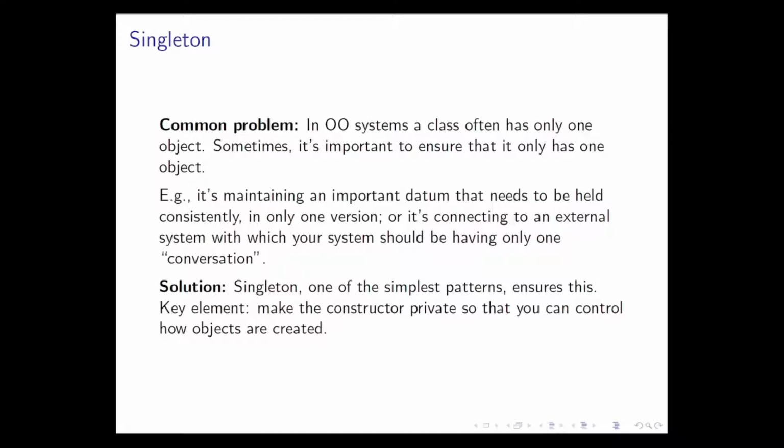So Singleton is the pattern that ensures this, and a key element of the pattern is that we make the constructor private, and that allows us to control how objects are created. So recall that when you have a private method in Java or a related object-oriented language, what that means is that the method can be invoked from anywhere within the code of this class, but not from anywhere else, including not from subclasses of this class.